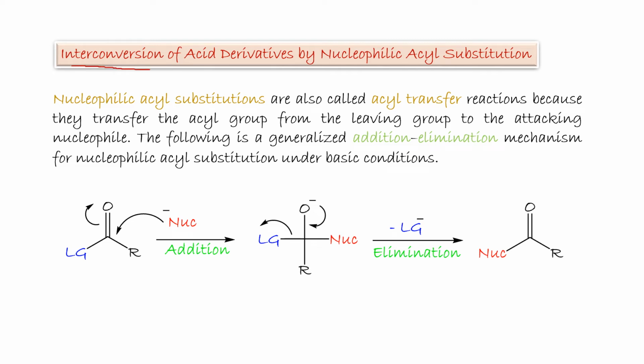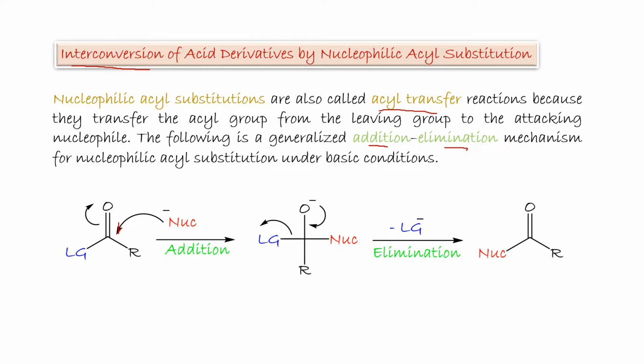Interconversion of acid derivatives by nucleophilic acyl substitution. Nucleophilic acyl substitutions are also called acyl transfer because they transfer the acyl group from the leaving group to the attacking nucleophile. The following is the generalized addition-elimination mechanism for nucleophilic acyl substitution under basic conditions.